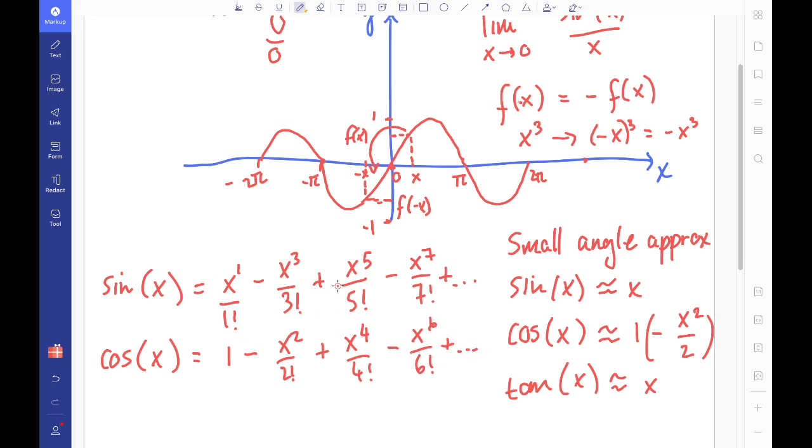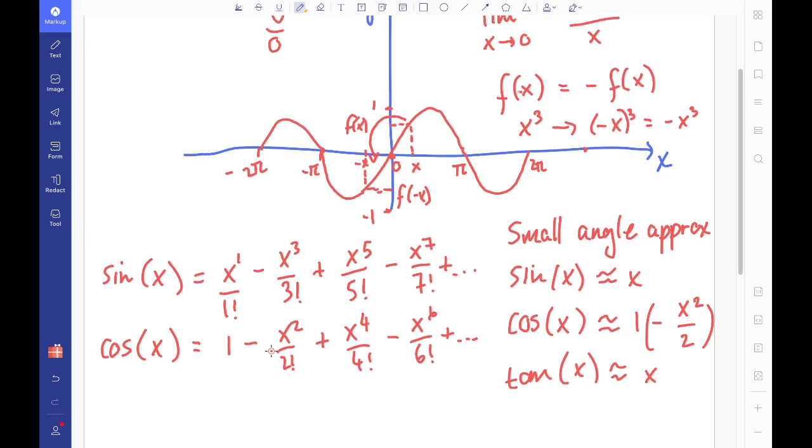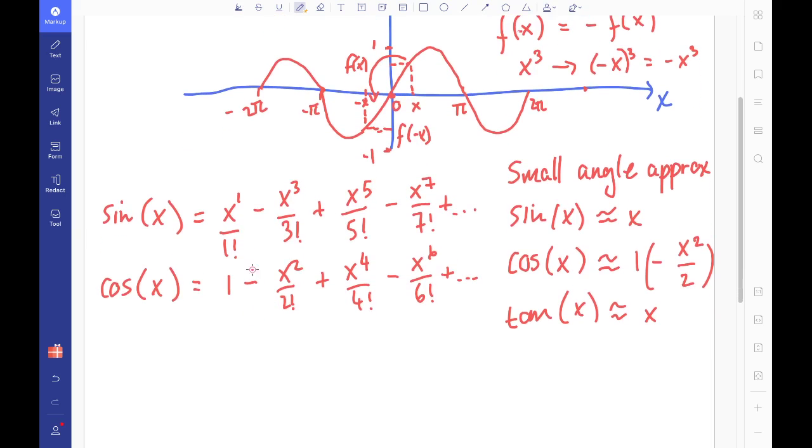So these two are the Maclaurin series expansions for sine and cosine. I'm not going to bother with the one for tan here. There is one for tan, you can look that up if you want it. But you can see this is just the opposite of the sine. This is all of the even powers, and still alternating between positive and negative.